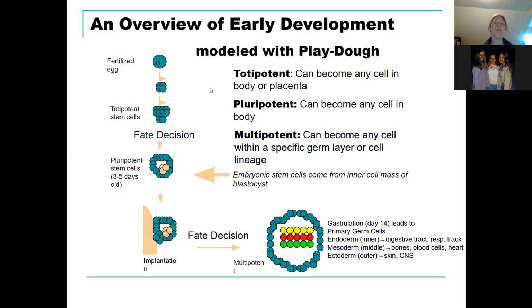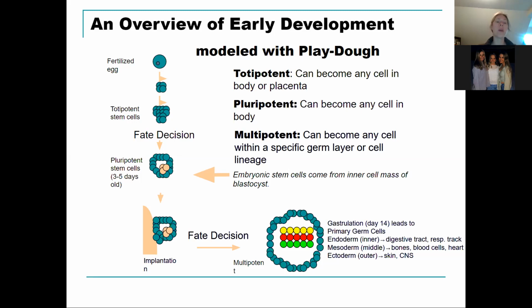Stem cells can become more than one different type of cell in the body. And in this case, a totipotent stem cell can not only become a cell in the body, but can become a cell in the placenta as well, because we're talking about a developing embryo. These cells are going to continue to divide, and they're going to start to receive signals that are going to eliminate what they can become or give them essentially a job or an assignment.